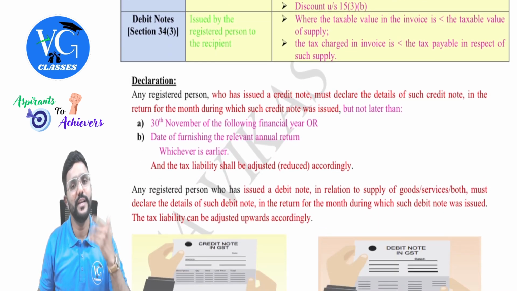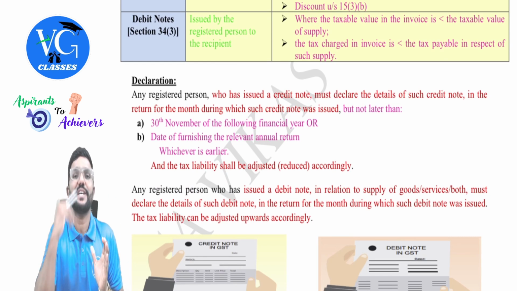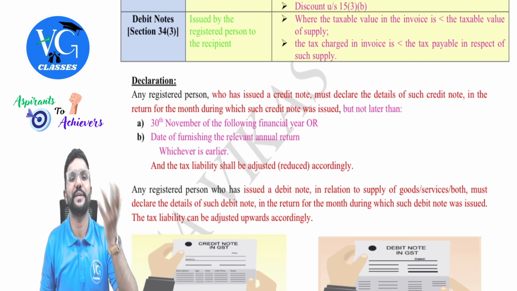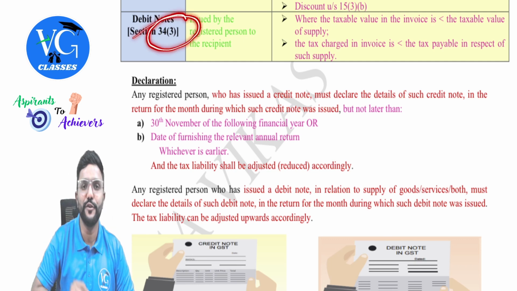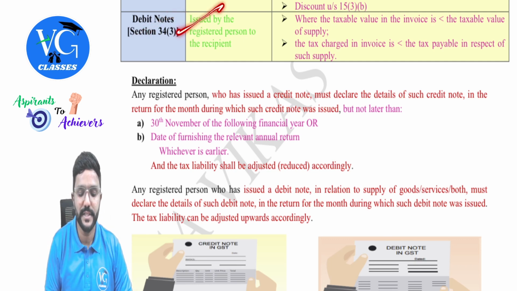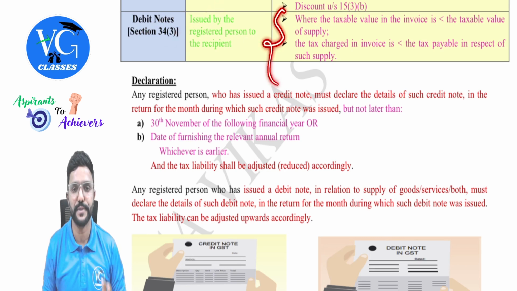Next, debit note. Debit note is, sir, when an invoice is already issued, but the amount charged in the invoice is less. So we need to charge more. What do we do? We will issue a debit note. So as per section 34 subsection 3, it is issued by the registered person to the recipient in the following cases.